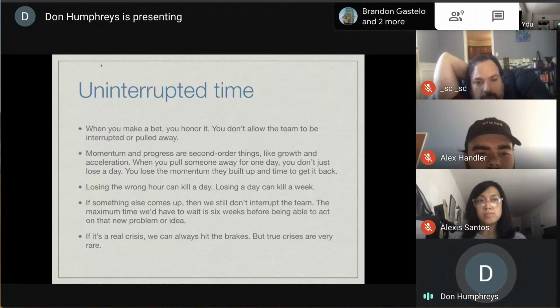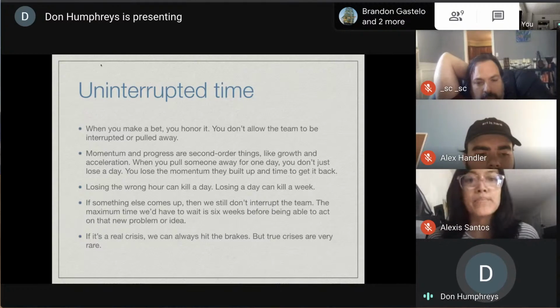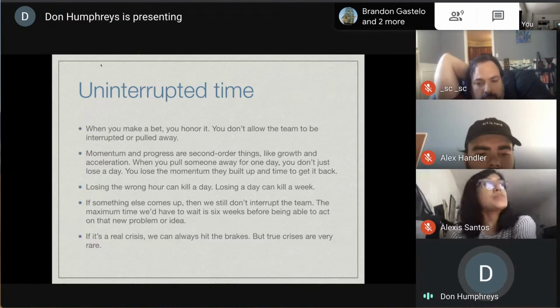So if something else does come up, we still don't interrupt the team. The maximum time that we'd have to wait to do something that just came up and is fairly urgent is 6 weeks. Then we'll be able to act on that new problem or idea. Now, there's a possibility that it's a real crisis, and we can always hit the brakes on everything, but those crises are very rare.